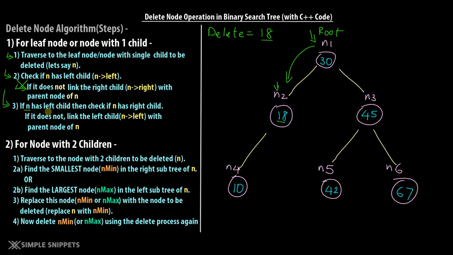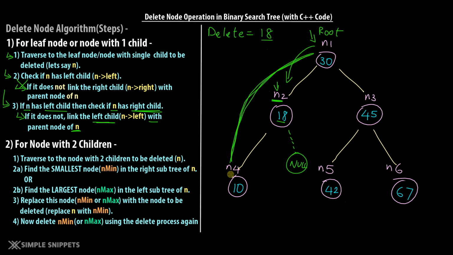Now step 3 is saying if n has a left child, then check if n has a right child. Does n2, that is supposed to be deleted, have a right child? No. It would mean that in the right of n2 we have null. Correct? So now in the third step we are saying if it does not, link the left child with the parent node of n. What is the parent node of n2? n2's parent is n1. We have to link the left child of n2. What is the left child of n2? It is n4. We have to link n4 with the parent node of n, that is with the parent n1. Okay. So this linking has to be done.